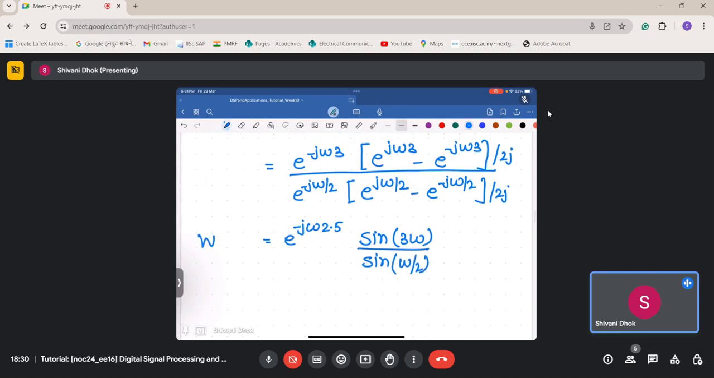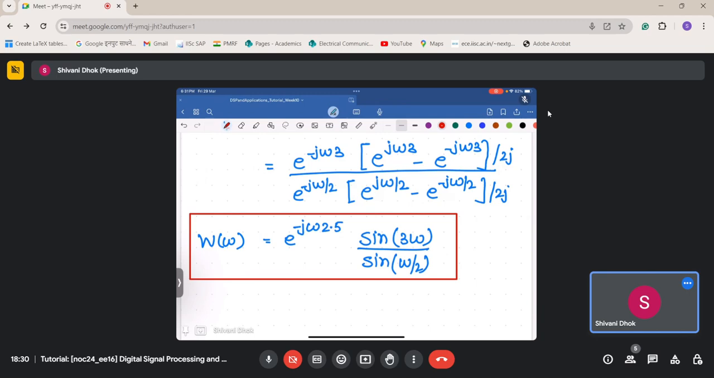So for our given window function, this is the Fourier transform. Any questions in this?